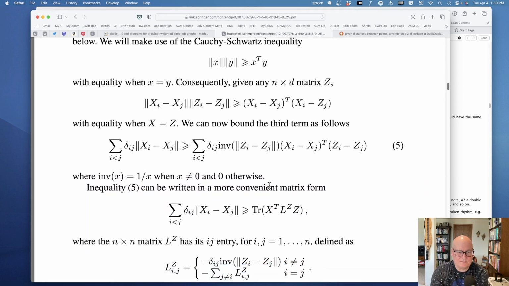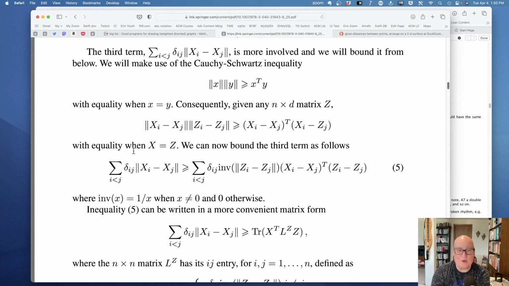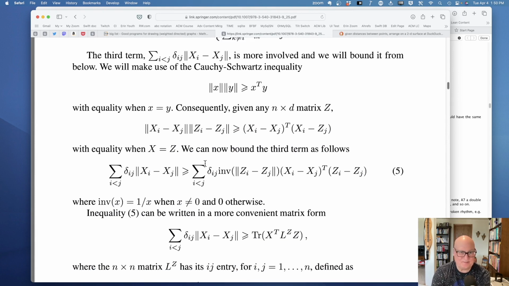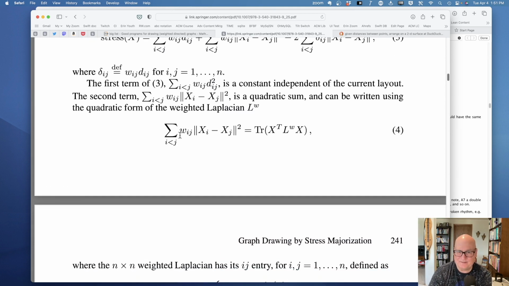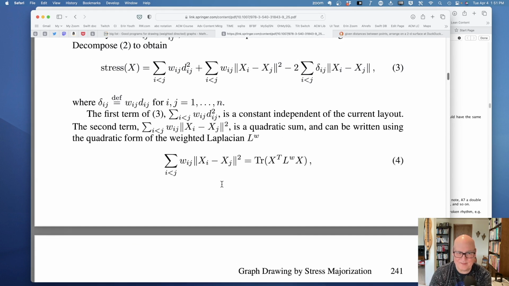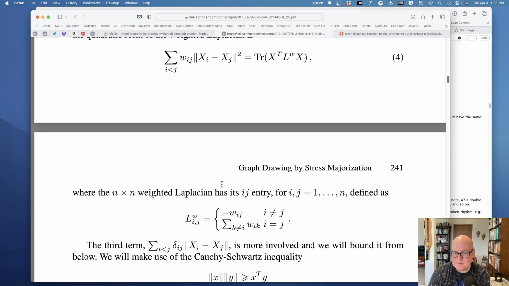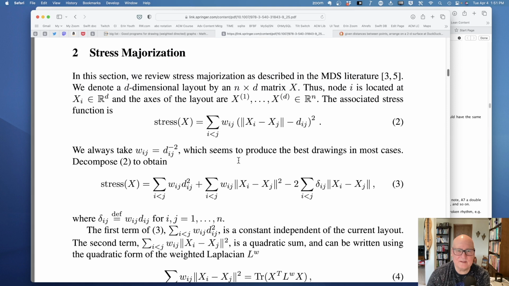So right in here, page 2, I'm lost. I'll have to be digging into these Cauchy-Schwarz and Laplacian and this and that and the other. I kind of trust that it's okay. I mean, the shape of it sounds okay to me, for what that's worth. Oh, xt is x transposed. Okay. So the axes of layout are x1, xd.